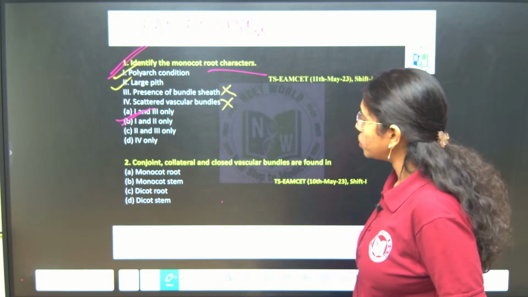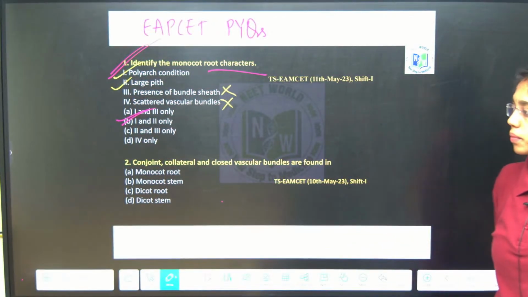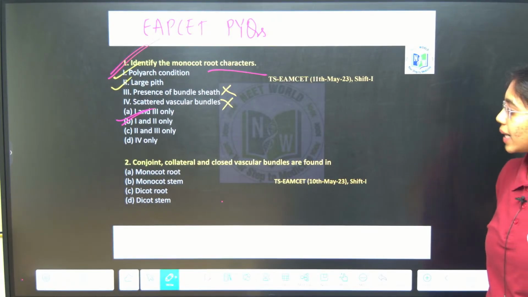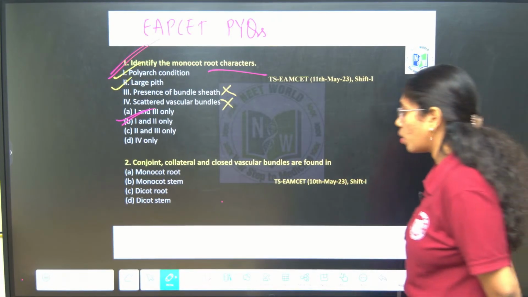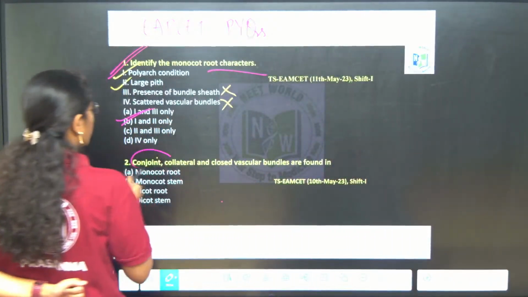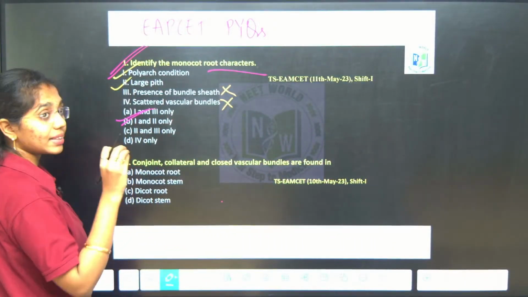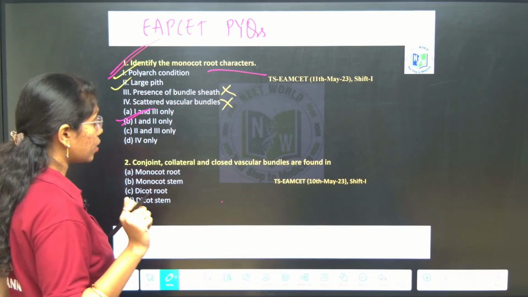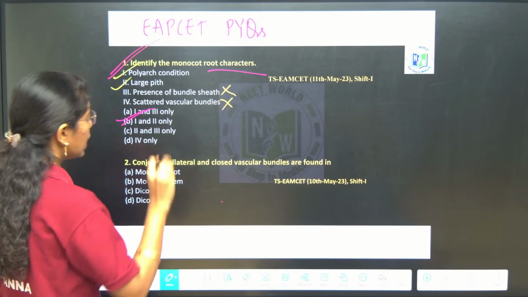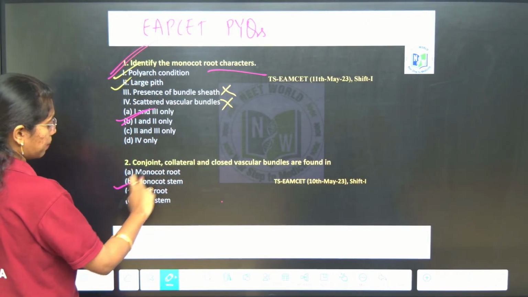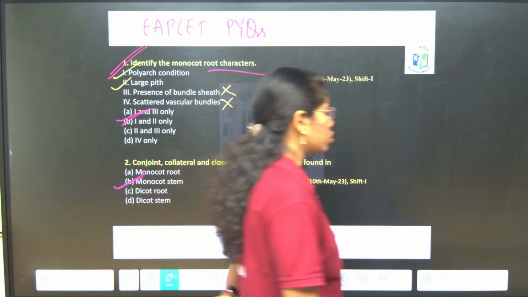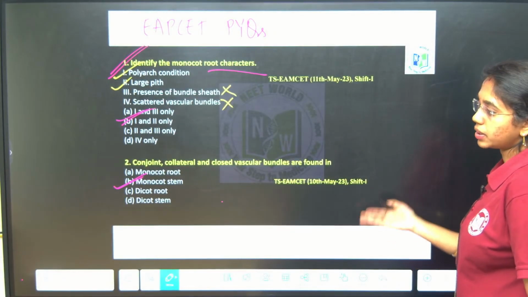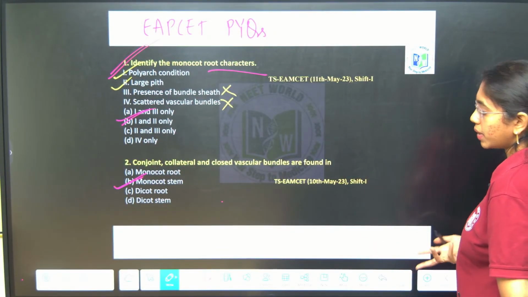Look into the next question. Very simple, asked in 2023. Conjoined, collateral and closed vascular bundles. Conjoined, where xylem and phloem are in the same radius. Collateral, where xylem and phloem are side by side to each other. And closed vascular bundles, they are present where? Monocot stem. Okay, conjoined, collateral and closed vascular bundles are present in monocot stem and monocot leaf also. If it is given as monocot leaf and dicot leaf also, we can choose.